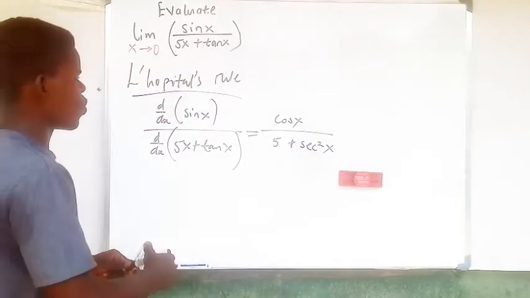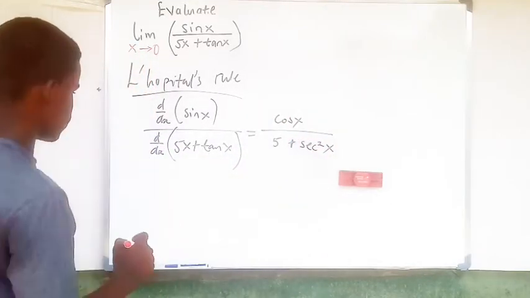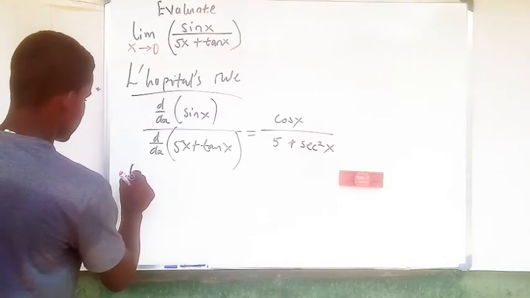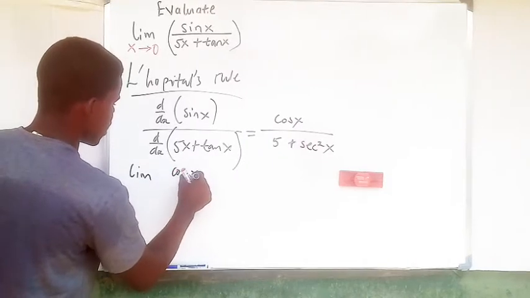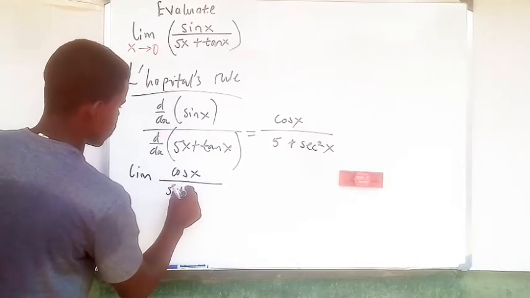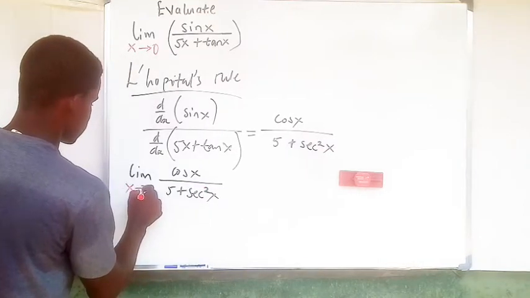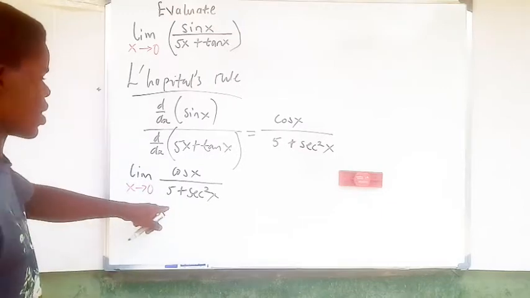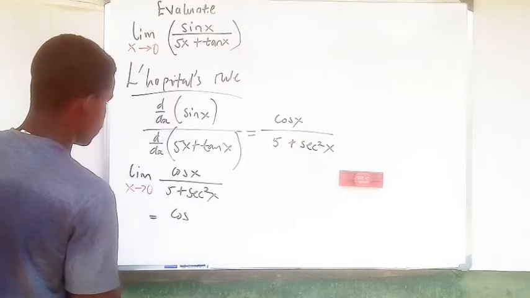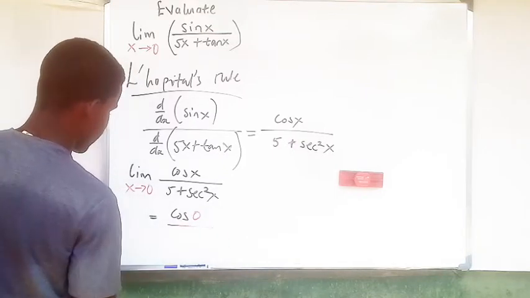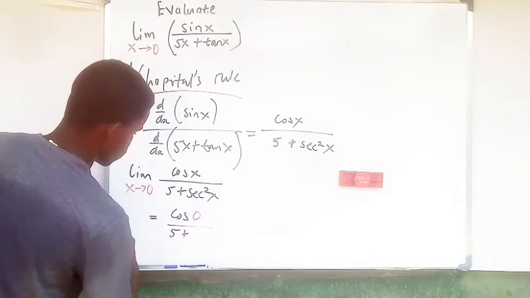So I believe at this point we can try again, if we would have a specific value for the function. So this is the derived function, and we have cosine x over 5 plus secant squared x. So we're going to find the limit of this function as x approaches 0. So that will become cosine of 0 divided by 5 plus secant squared 0.